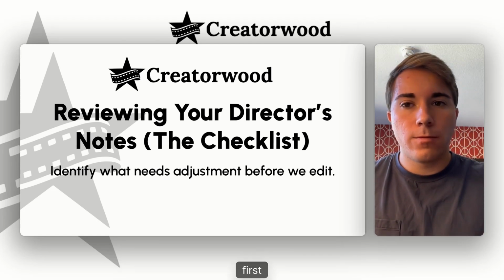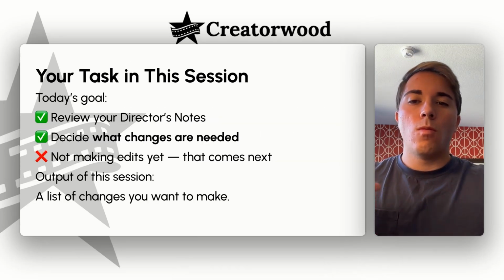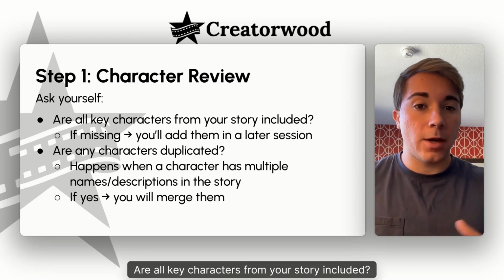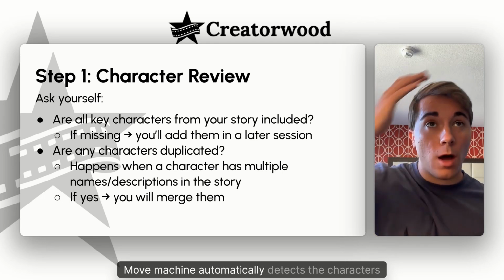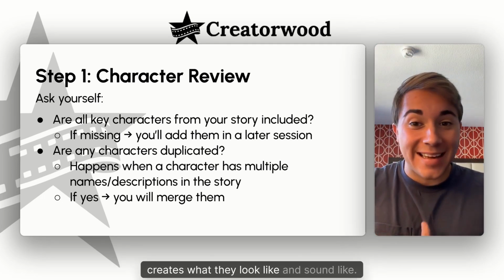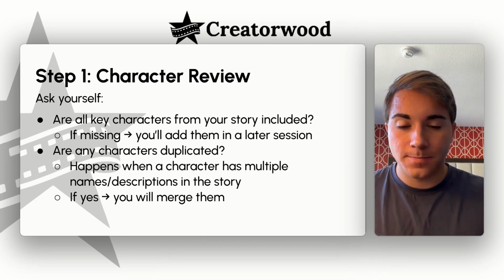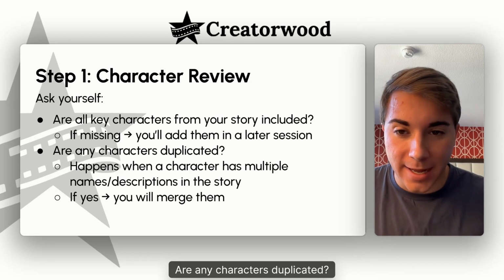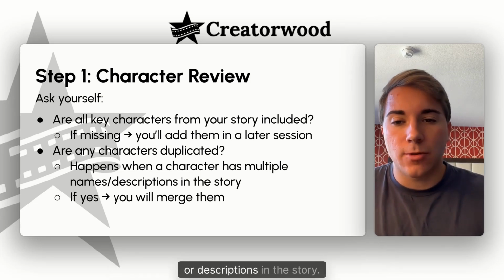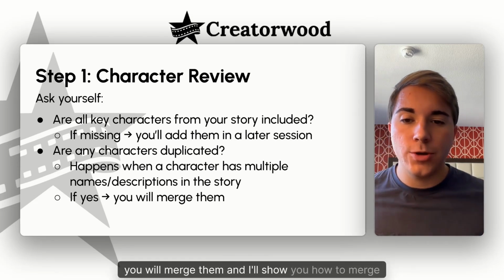So first, we're going to think about character review. Are all key characters from your story included? The movie machine automatically detects the characters in your story and creates what they look like and sound. But if someone's missing, you'll add them in a later session. Are any characters duplicated? This happens when a character has multiple names or descriptions in the story. If yes, you will merge them, and I'll show you how to merge them.